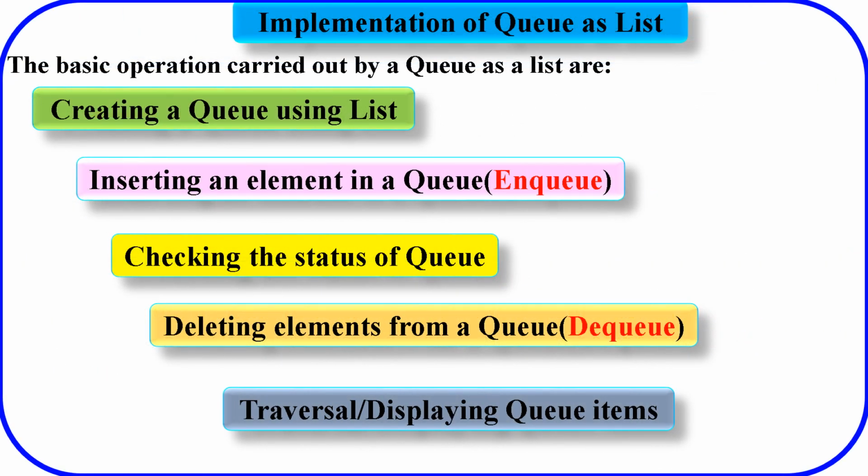A queue is a specialized list data structure which performs only two operations, that is insertion and deletion. Elements are always added from the rear end of the queue and removed from the front end of the queue. Now, we are going to discuss the basic operations carried out by a queue as a list. They are: creating a queue using list, inserting an element in a queue (Enqueue), checking the status of queue, deleting elements from a queue (DQ), and traversal or displaying queue items.